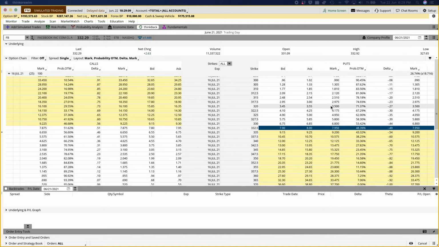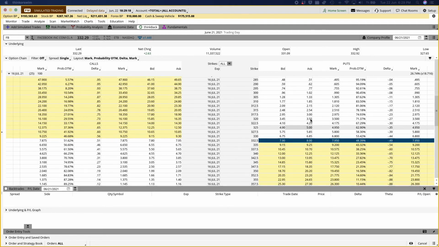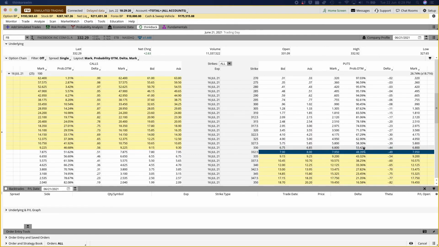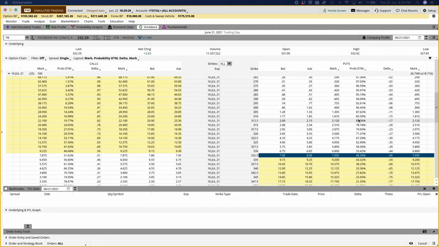And you'll also see on here they've got the probability out of the money. So you'll see as we move further away from the money, obviously the likelihood that it's going to finish out of the money increases. And while that increases, you'll see the premium also decreases, because there's less likelihood that that's going to happen.